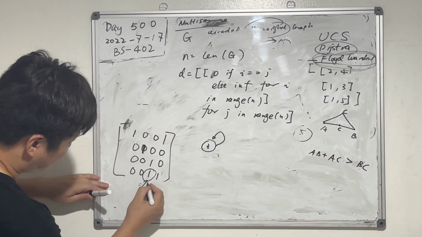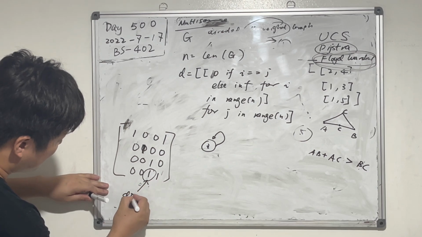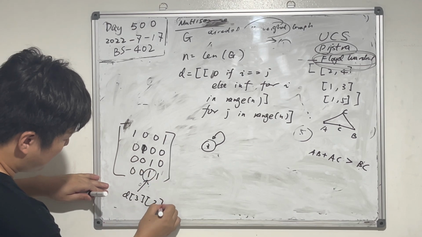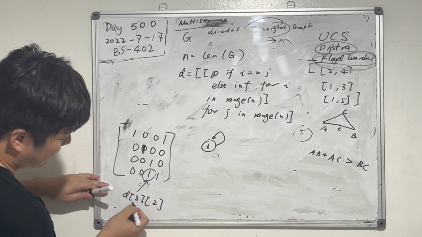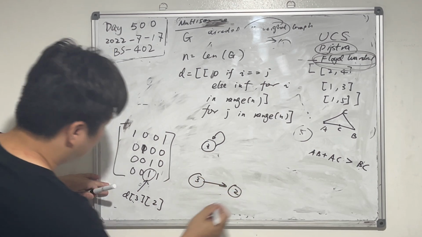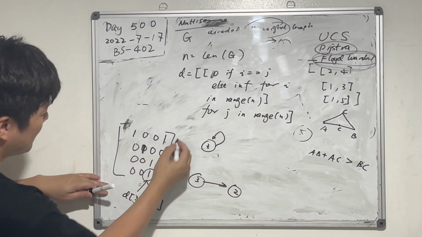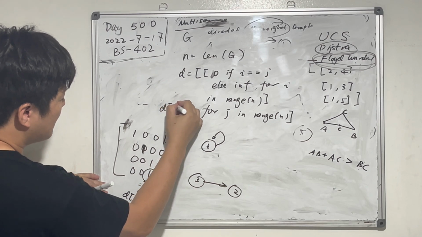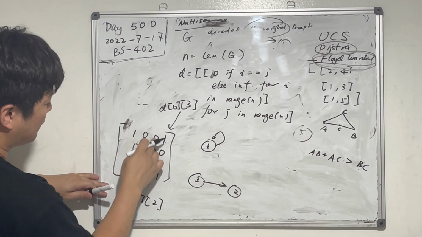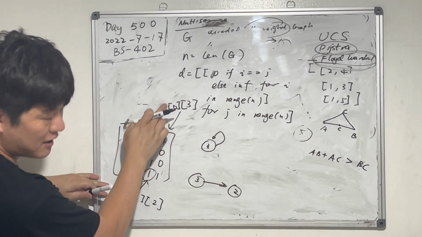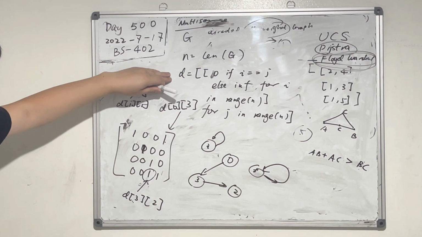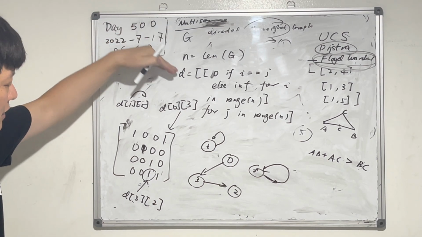So for example, like this value is 0, 1, 2, 3. This value, we want to access this value. This value is D row 3 column 0, 1, 2, right? So it means that there's a path between vertex 3 to vertex 2. Okay, and how about this one? This is D 0, 3, right? 0, 1, 2, 3. So it means that there's a path between 0 to 3. Okay, so this is D. D is the adjacency matrix. We're converting the adjacency list to adjacency matrix.